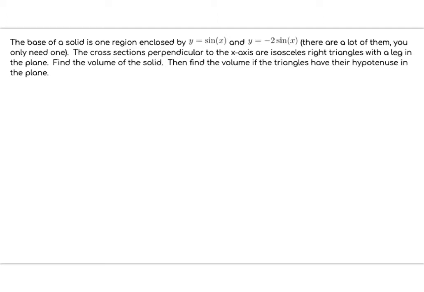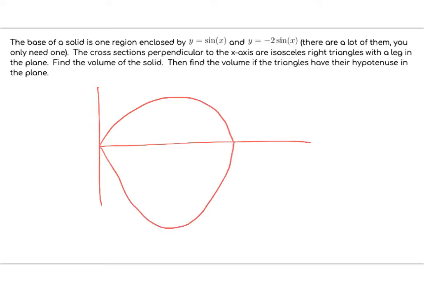Alright, so we've got this base of a region enclosed by these two things. We're just going to choose one of these things, and I'm going to say that this is going to be something that looks like this. The cross sections are isosceles right triangles with a leg in the plane. So that's like they're going this way. So this would be my side length, and that side length would be the top thing minus the bottom thing.